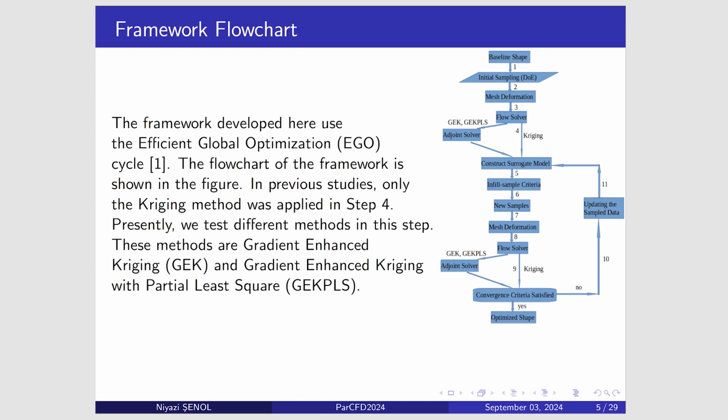After constructing the surrogate model, in the EGO cycle we use an infill sampling criterion. We are using expected improvement here. It gets a point, a new sample. Then mesh deformation and the flow solver again, with the adjoint solver for GEK-PLS, or without it for kriging. If your convergence criterion is satisfied, this is the optimal shape. If not, the cycle goes around.